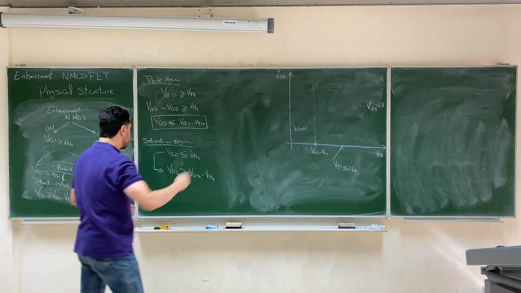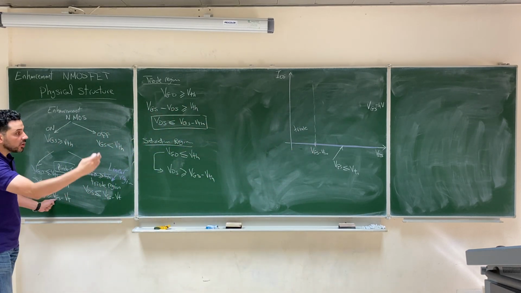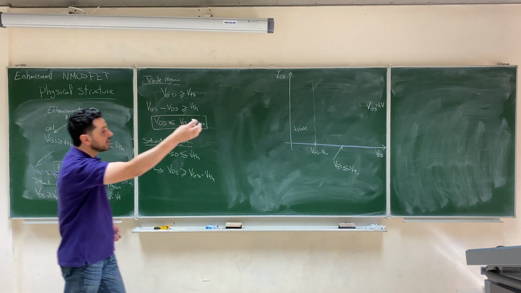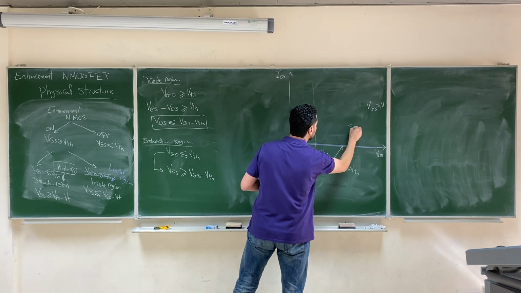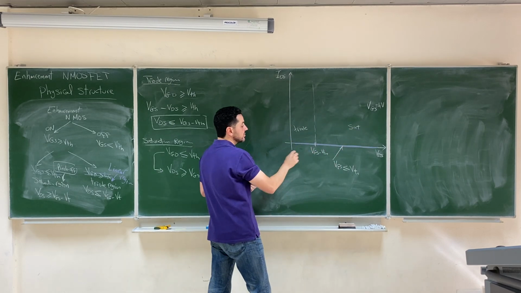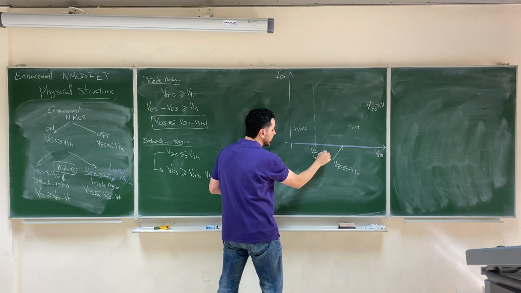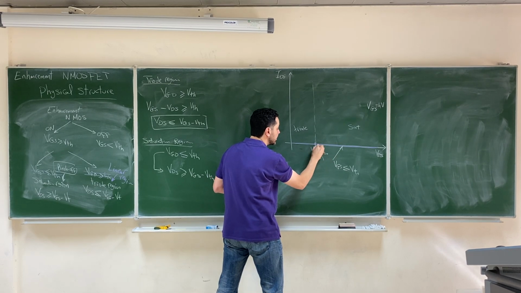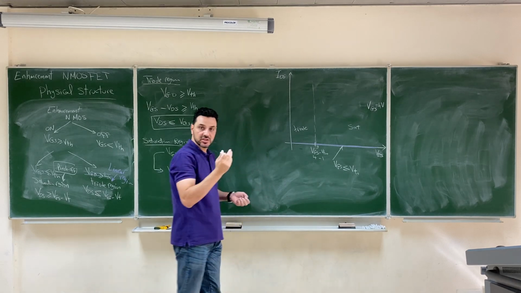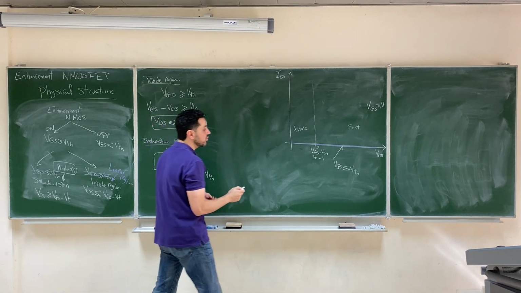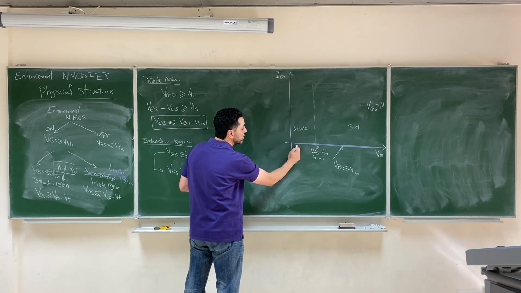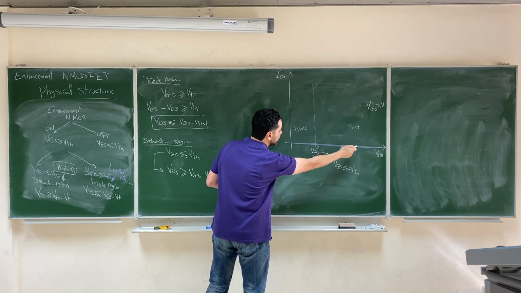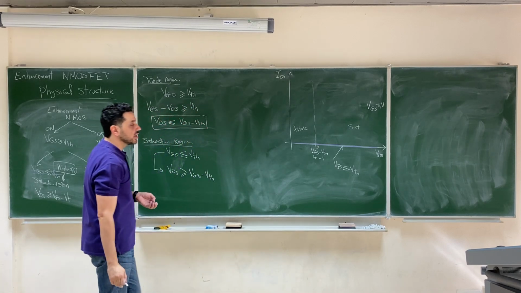And when VDS is greater than this point, which is VGS minus V threshold, we'll be working in the saturation region. So this is for VGS equals 4, and let's assume that V threshold is 1. So this value will be 3. This is just an example. So as long as VDS is below 3, this is the triode region. If VDS is greater than 3, this is the saturation region.